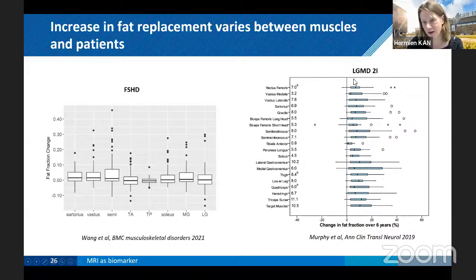And also in LGMD2I, you can see the change in fat fraction, in a study by Murphy et al., over 6 years, so this is quite a long study. This is the 0 line, where there's no change. You can see that pretty much every single muscle, all the muscles are lined out here on the y-axis, sees an increase in fat fraction over time. And the increases here are quite a bit larger because now the period that you look at is 6 years. But you can see that the range between patients is quite large, right? So there's quite a big spread in the measurements. And there's also a difference between the different muscles, where some muscles seem to go faster compared to others.